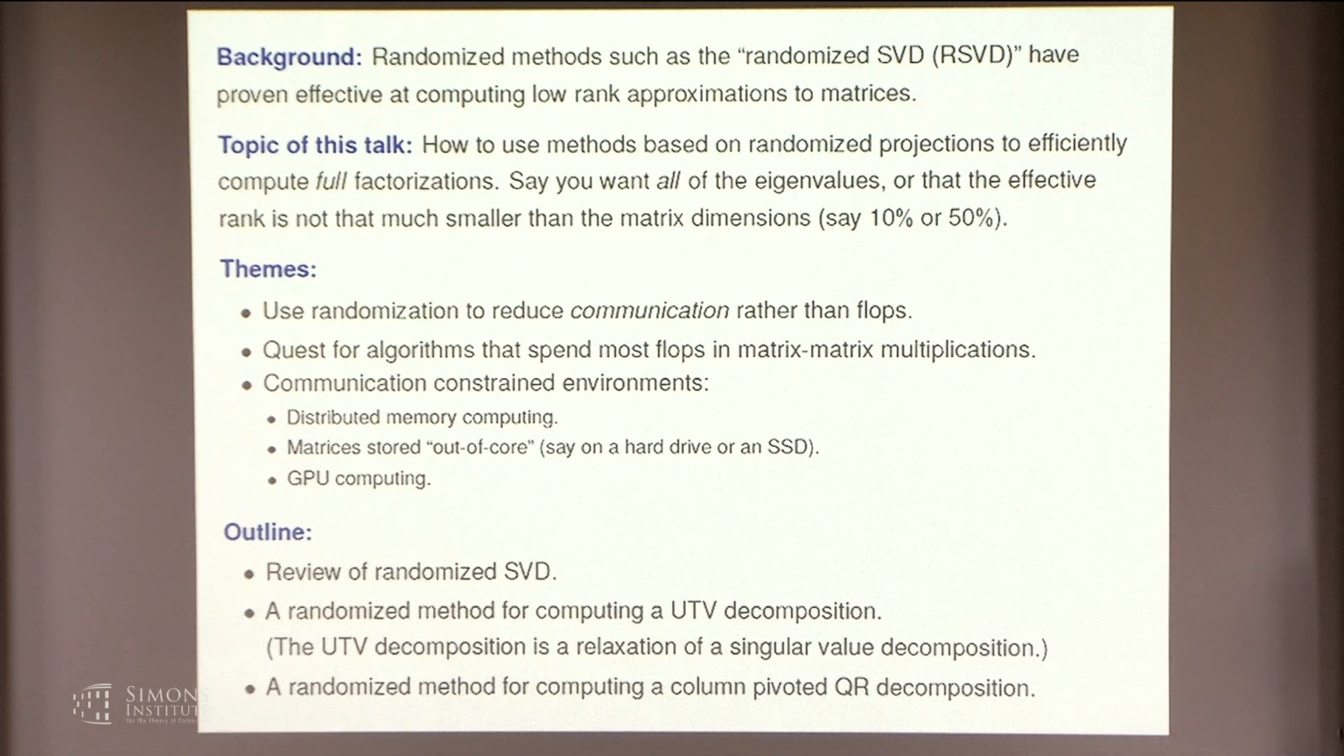So say you have a matrix that's, in this case, the assumption is not that it's gigantic, but it's large enough that using existing methods would be challenging. So say tens of thousands, hundreds of thousands, maybe millions if you have a big computer. We want to compute a full factorization of it, or perhaps you want to compute a partial factorization where the rank, the numerical rank, is not tiny compared to the matrix dimension. Say it's 10% of the matrix size or 50% or something like this. What do you do efficiently then?